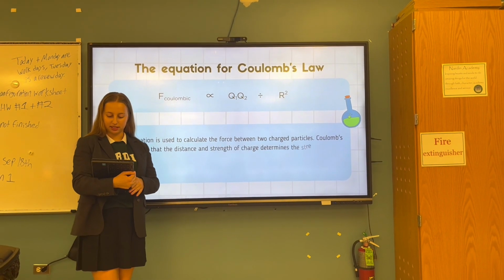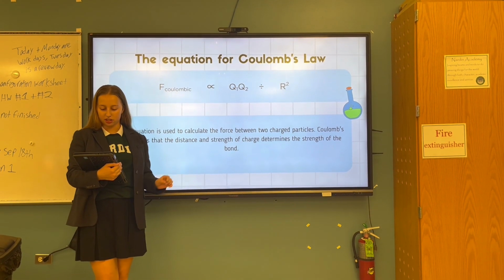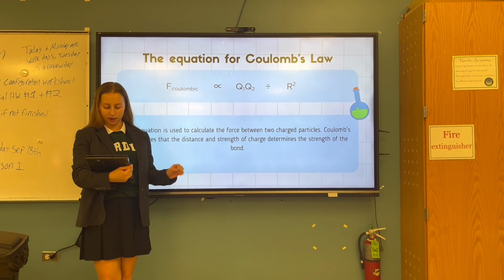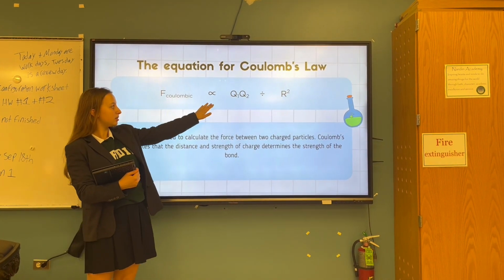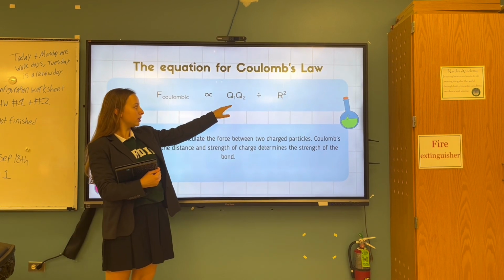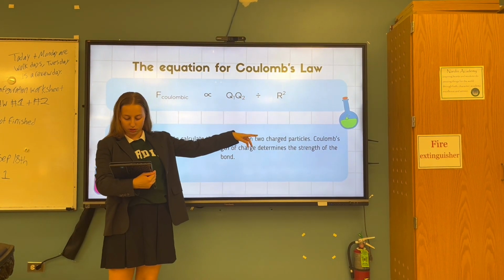Coulomb's law states that the distance and strength of charge determines the strength of the bond. The equation for Coulomb's law is as follows. F coulombic is proportional to Q1 times Q2 divided by R squared.